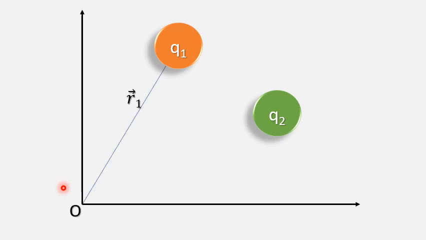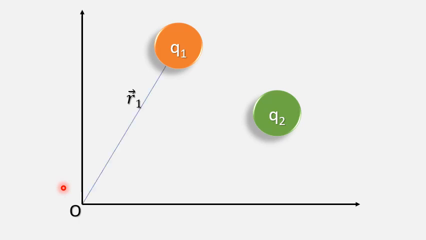Consider two charges Q1 and Q2. We know that there must be some attraction or repulsion between the two when placed close to each other, and we want to find out how much is the electrostatic force. So what we know about Coulomb's law is that it is k q1 q2 by r square, but here the problem is we don't have distance between the two given.